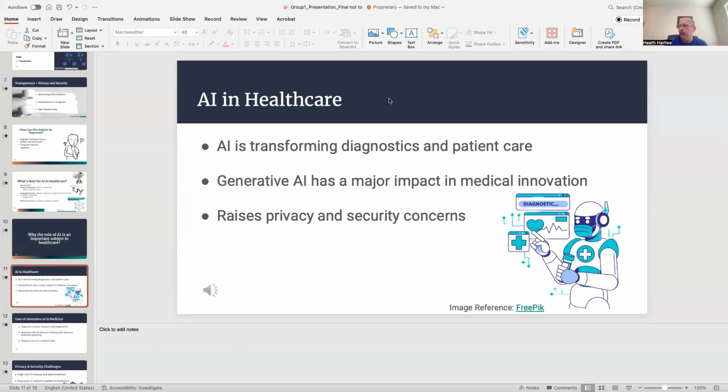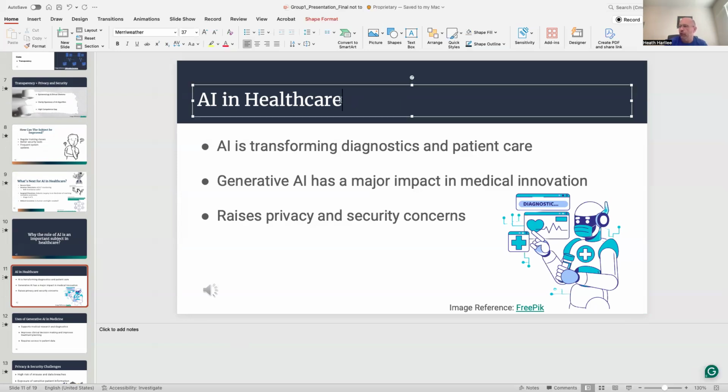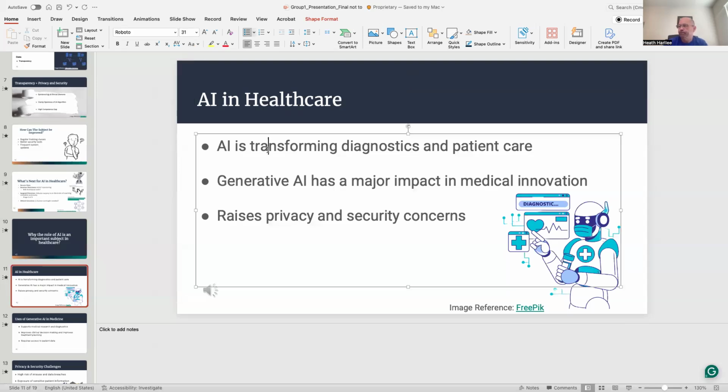This is actually not a bad slide if you had gone away from the darker font, the darker border up top. We've seen this font size and this font. We have seen both of these as well. I would have shortened these down. You could have shortened it down to AI's transforming diagnostics. Generative AI has an impact.